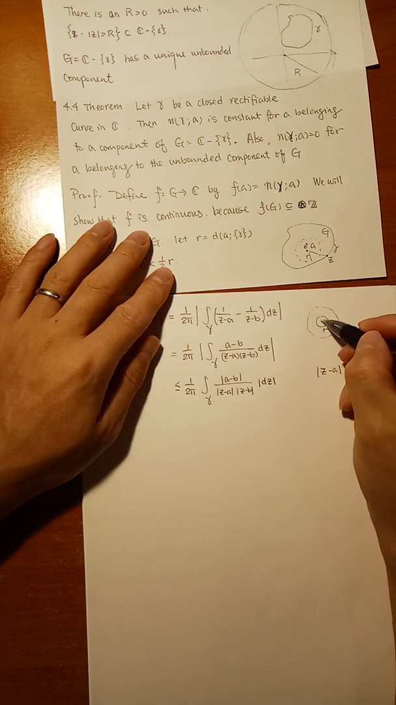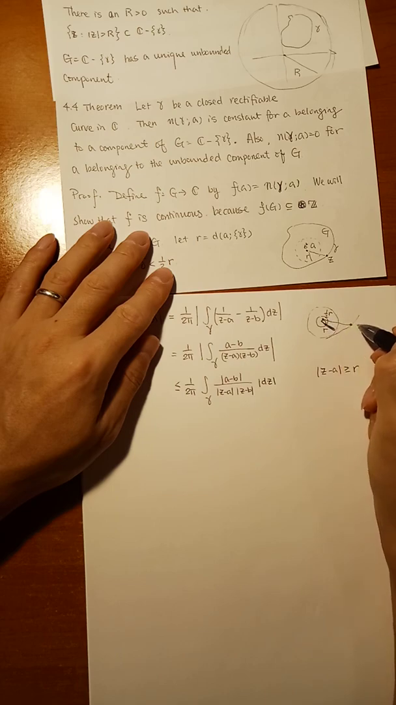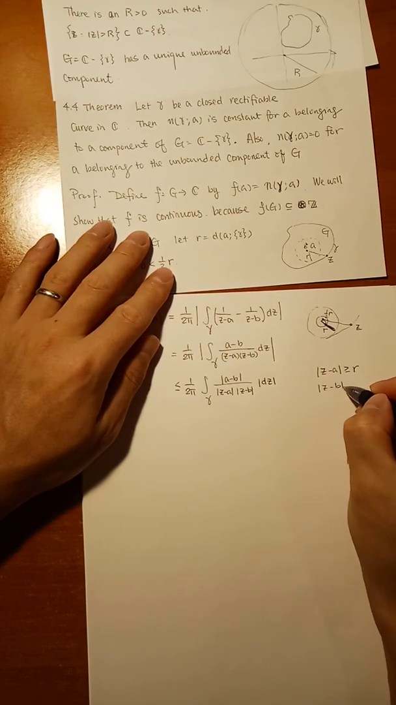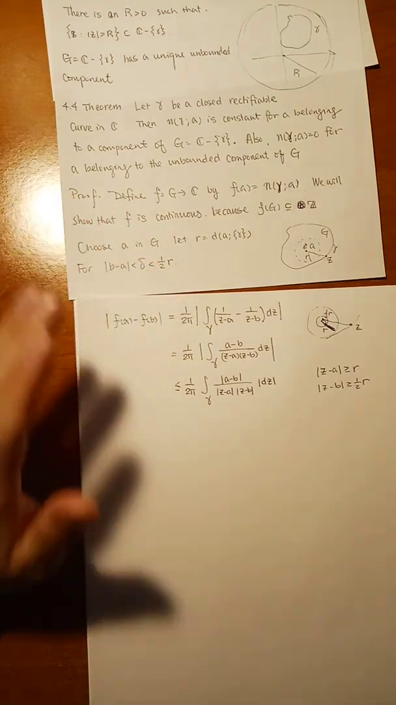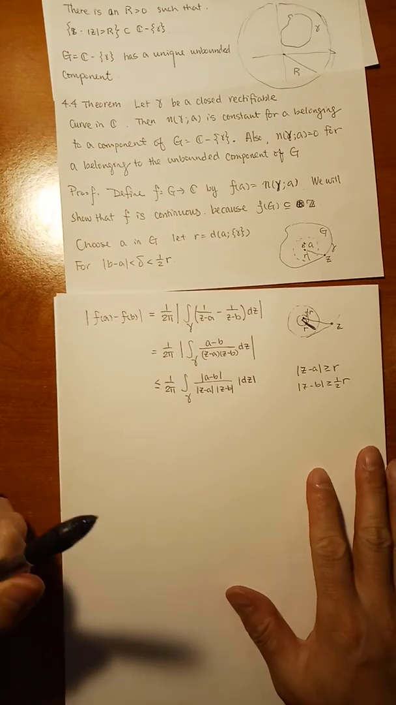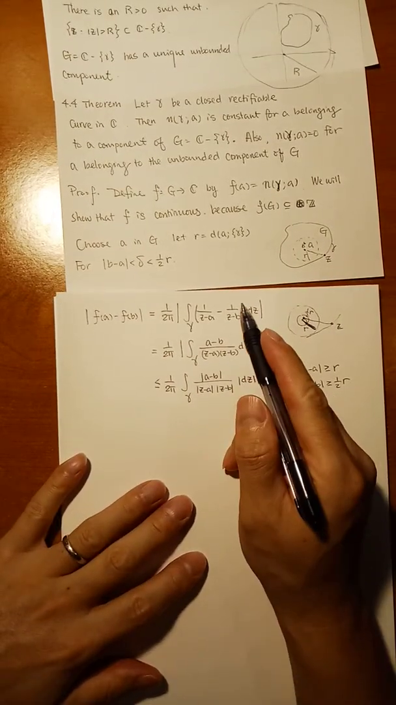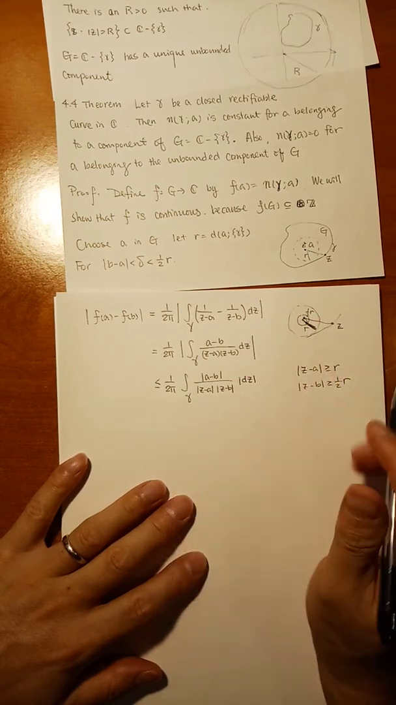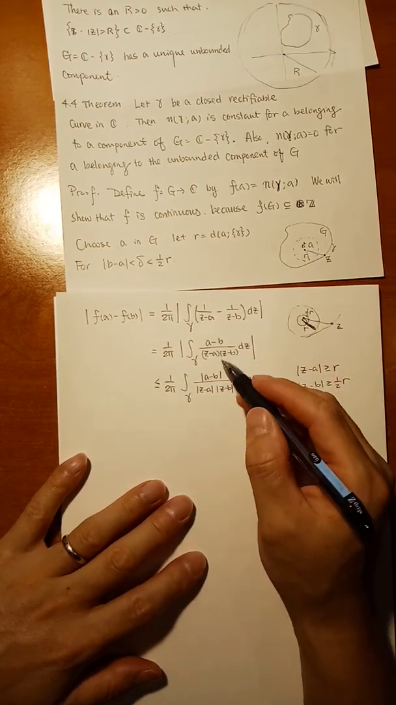This total is R. The internal part is 1/2 R. So B is inside here. Then the distance between B and z will be greater than 1/2 R. Right? 1/2 R is the smallest possible value. Okay, A minus B is just A minus B. We don't change it. A minus B will be delta.